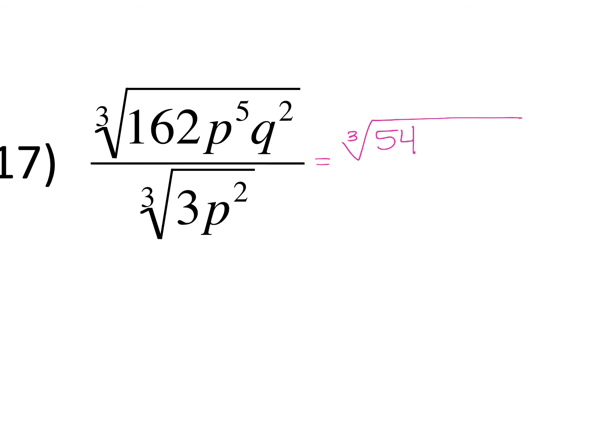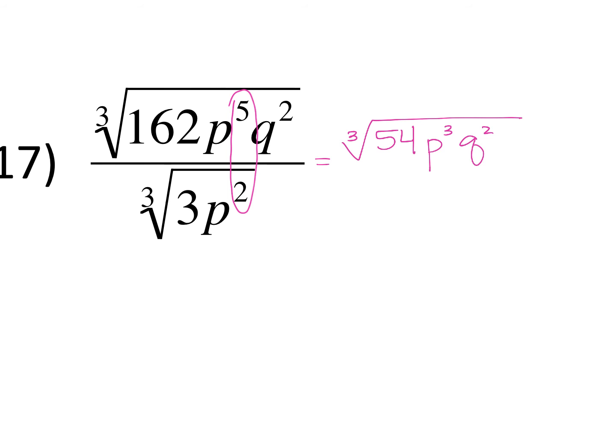P to what power? P to the 3rd. 5 minus 2, right? When you're dividing, you're subtracting. So P to the 3rd power. And then what? Q squared, right? There's no other Q to do anything with that.